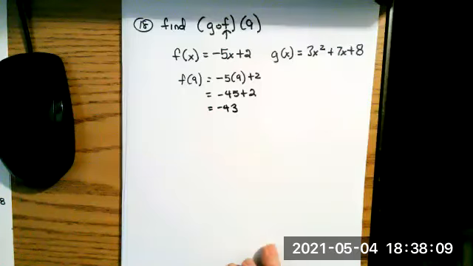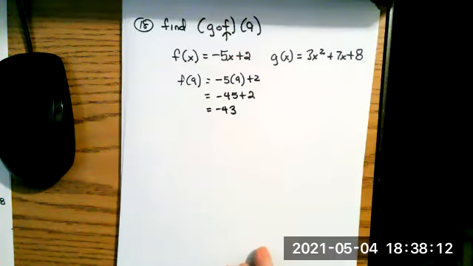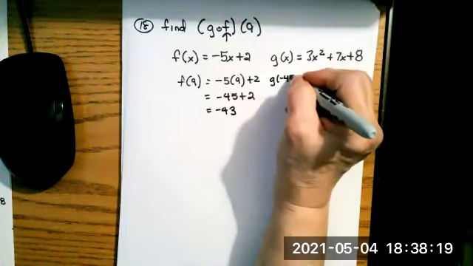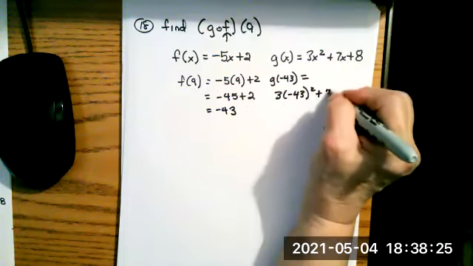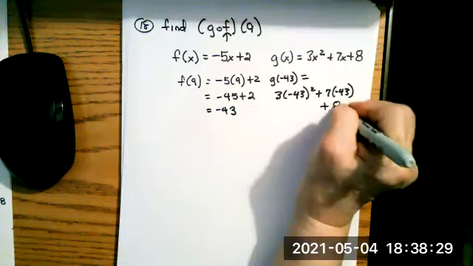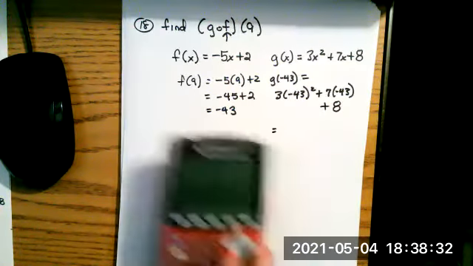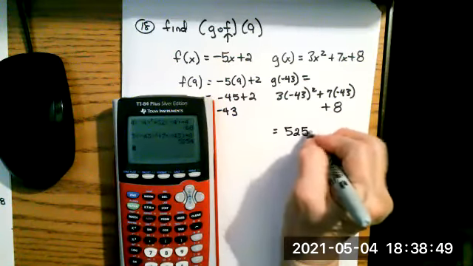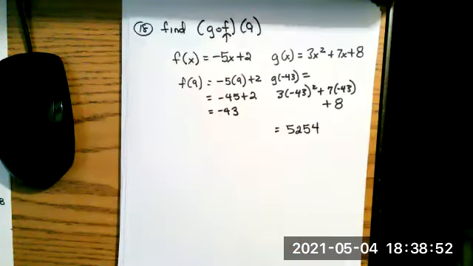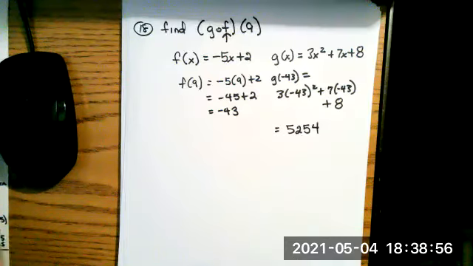Now then, because it's a composition, when I do the G, what I'm doing is putting the negative 43 in the G. So it's going to be G of negative 43, which is going to be 3 times negative 43 squared plus 7 times negative 43 plus 8. And again, I would grab my calculator to do that. 3 parentheses negative 43 squared plus 7 parentheses negative 43 plus 8. And you get 5,254. Any questions on that composition?